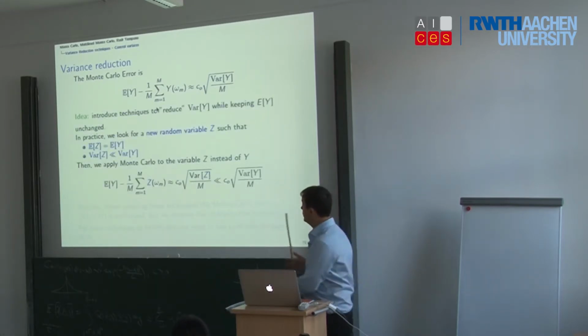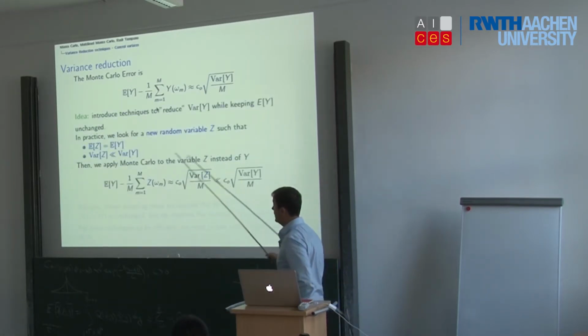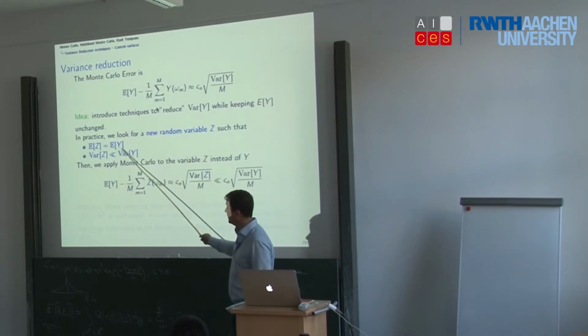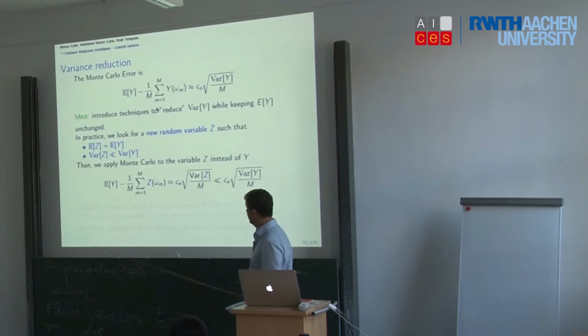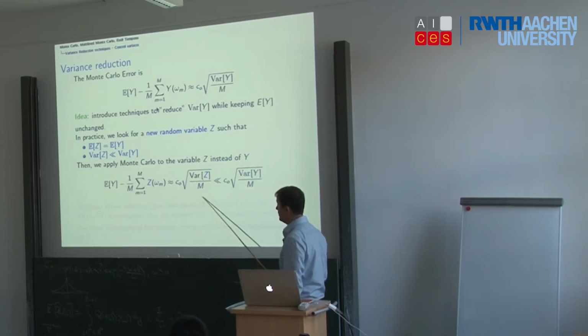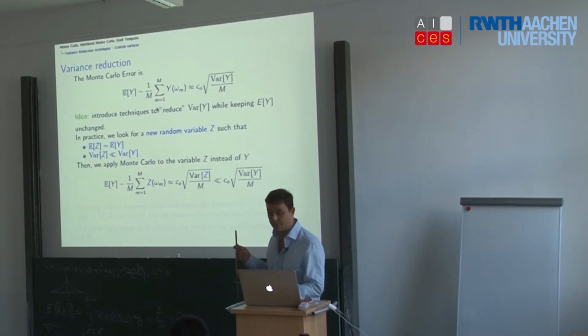Okay, so we're going to create a new random variable Z such that it has the same expected value of Y, and hopefully its variance is much smaller. And then the number of samples M will be much smaller than in the original problem. That's what the name variance reduction comes from, essentially. Okay?